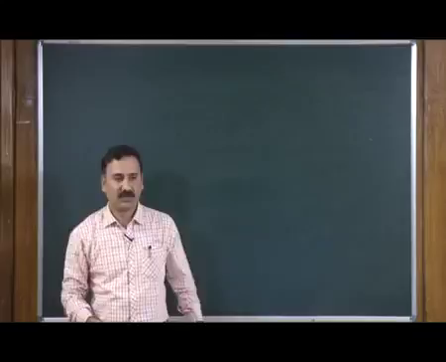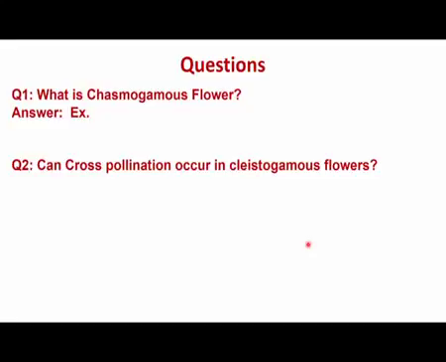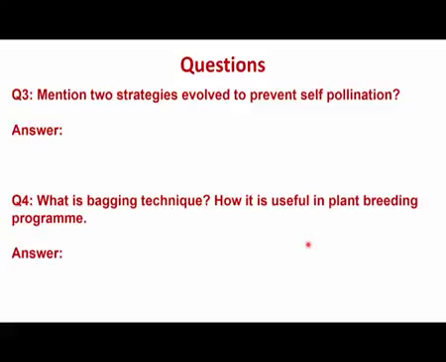So, what are these questions? As you can see on the PowerPoint: what is a chasmogamous flower? You can think about a few examples, and also think about what these flowers are. You can also think about whether cross pollination is possible in a chasmogamous flower or not. You can also discuss among yourselves what different strategies plants have evolved to prevent self pollination, and you can go through websites and web sources to understand what the bagging technique is and how it is useful in plant breeding programs.